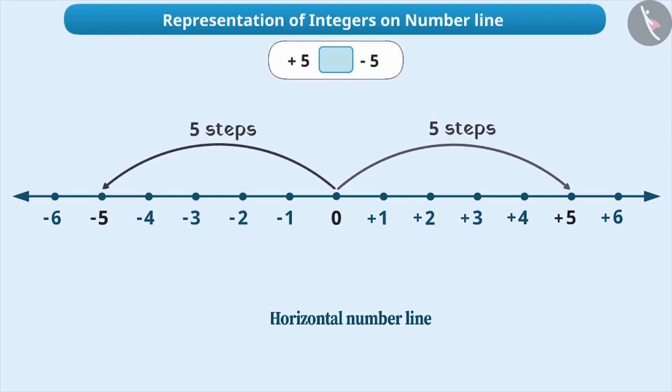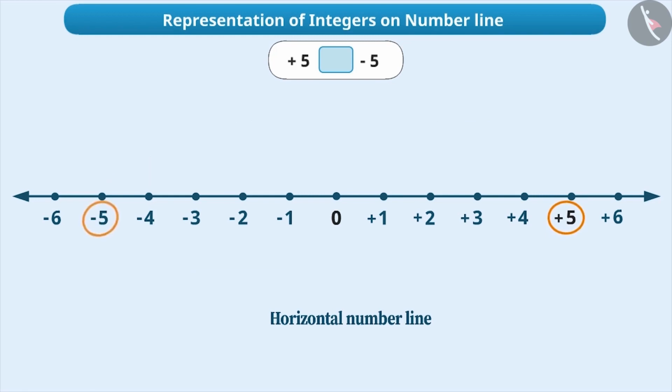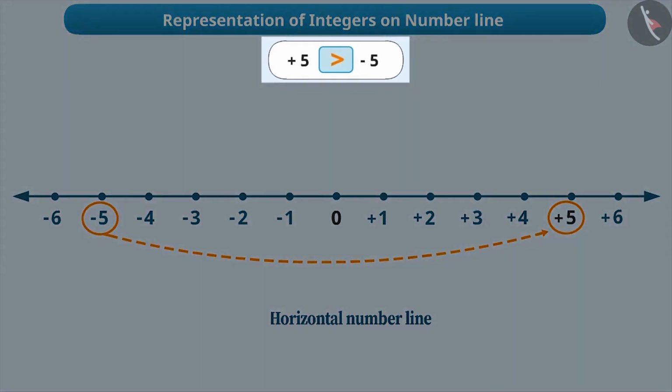As you can see, the value of the numbers increases as we move to the right and decreases as we move to the left of 0. Since +5 is to the right and -5 is to the left, +5 is greater than -5. Please note that the symbol used for comparison always faces the larger number.